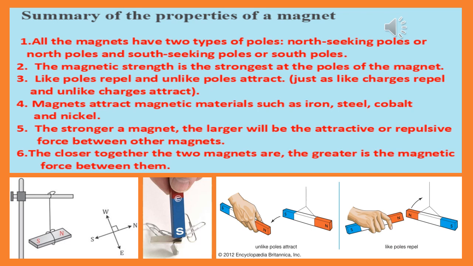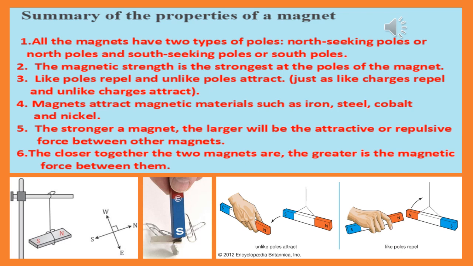Magnets attract magnetic substances like iron, steel, cobalt and nickel. The stronger a magnet, the larger will be the attractive or repulsive property. The closer together the two magnets are, the greater is the magnetic force between them.